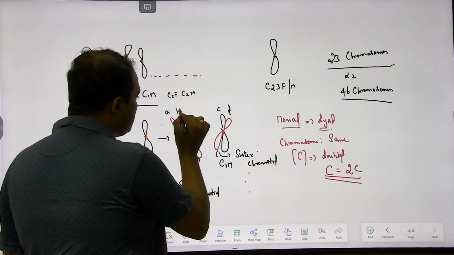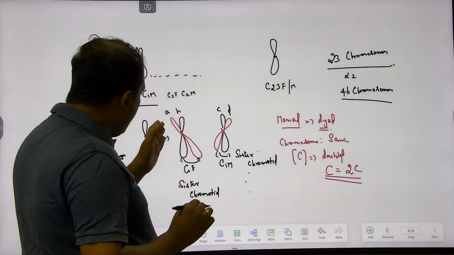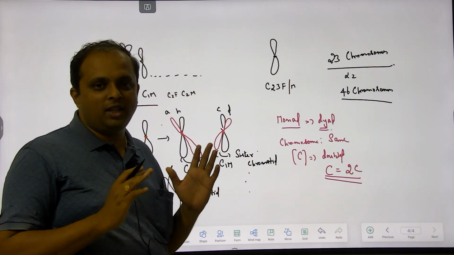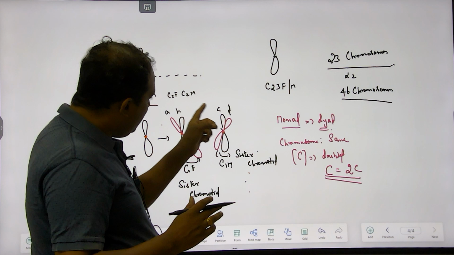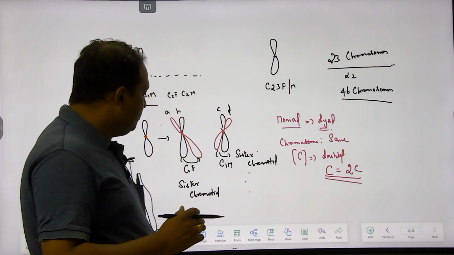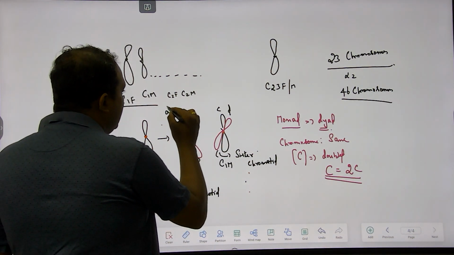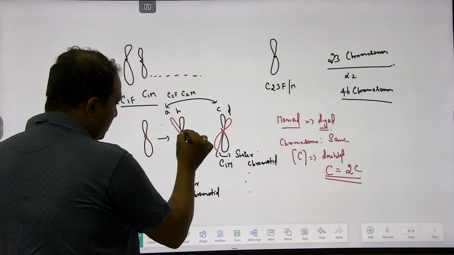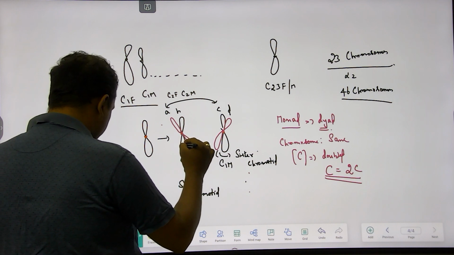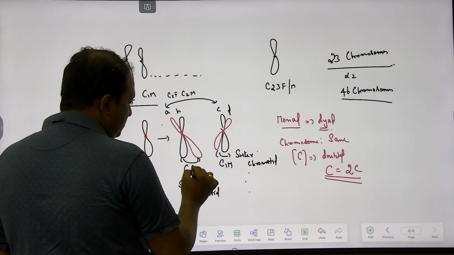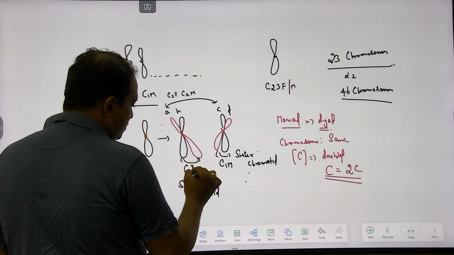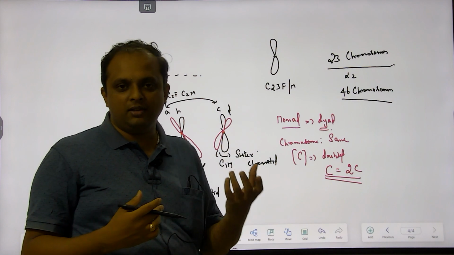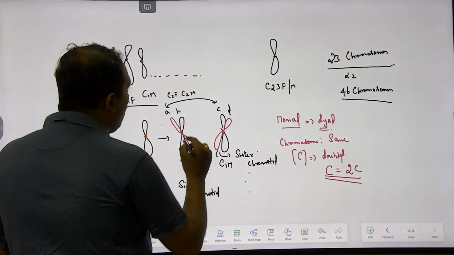Sister chromatid, because both are exactly the same. Whatever is there in A, that is also going to be in B, because A is a copy of B through DNA replication. So both are called sister chromatids. C and D are also called sister chromatids, right? Now when you compare A and C, this is C1F and C1M, both are the same chromosome but of different parental origin, one from father, one from mother. So you call this a homologous chromosome.